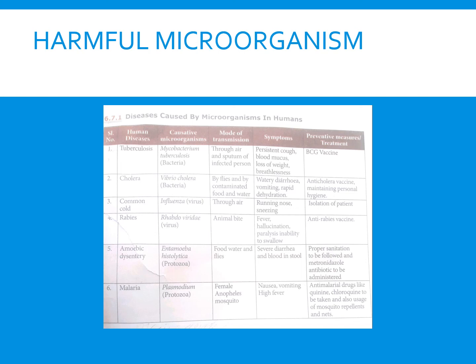If it is a bit blurred, understand it. This is caused by microorganisms in humans: tuberculosis, cholera, common cold, rabies, amoebic dysentery, and malaria. I repeat: tuberculosis, cholera, common cold, rabies, amoebic dysentery, and malaria. Right? And the causative organism, that is what I mainly need you to know. Tuberculosis: Mycobacterium tuberculosis; cholera: Vibrio cholerae; common cold: influenza virus; rabies: Rhabdoviridae; amoebic dysentery: Entamoeba histolytica; and malaria is caused by the protozoan Plasmodium.